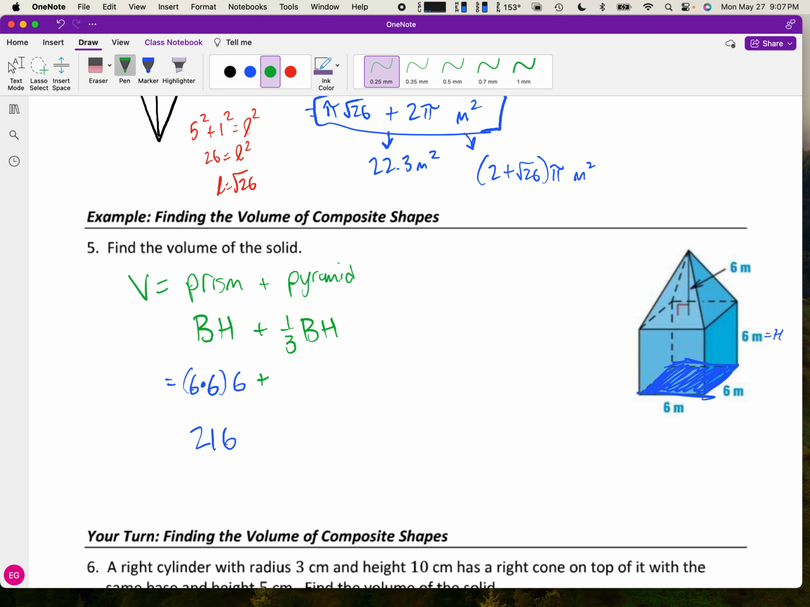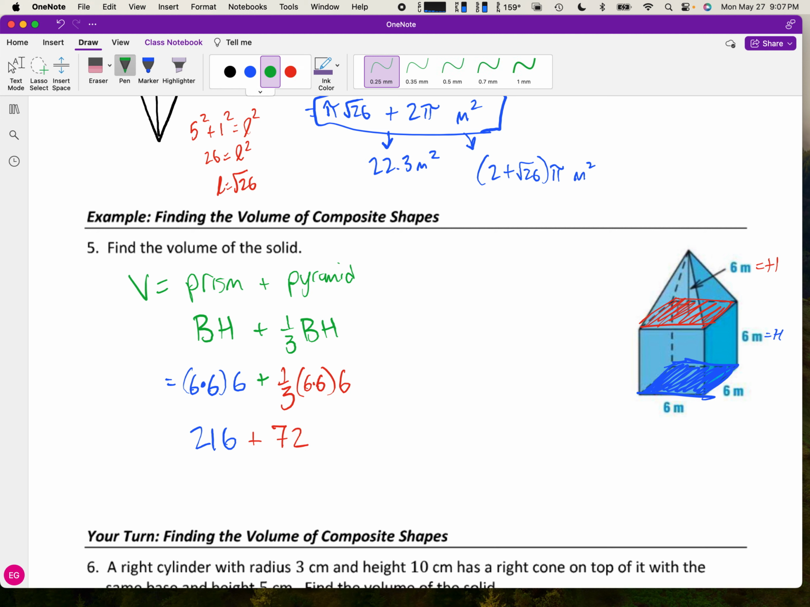Then I'm going to do the 1/3 the area of the base of the pyramid. Well, the base of the pyramid is actually the same as the base of the prism, so it's going to be 6 times 6. And then the height was given to us of the pyramid is also 6. So we're going to be doing plus 1/3 of 216, so 1/3 times 6 times 6 times 6, and that's going to be 72.